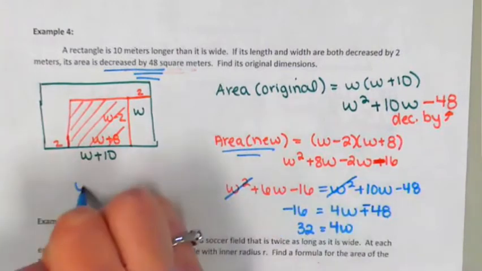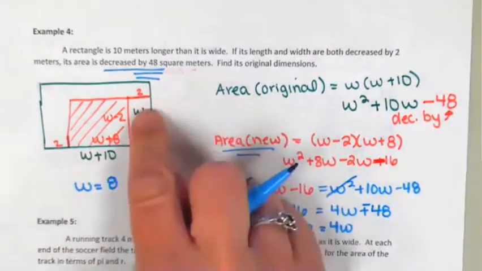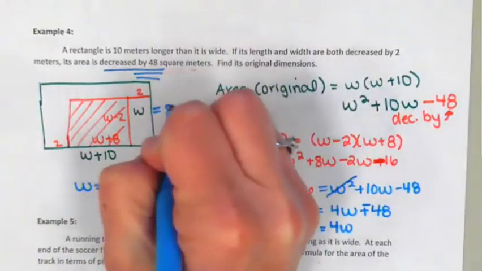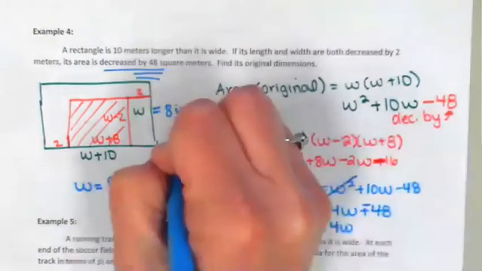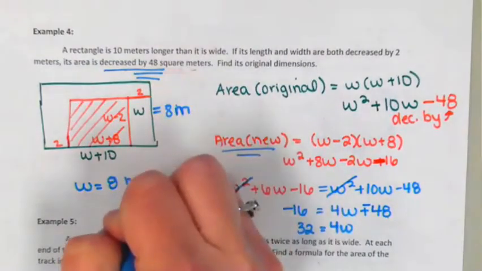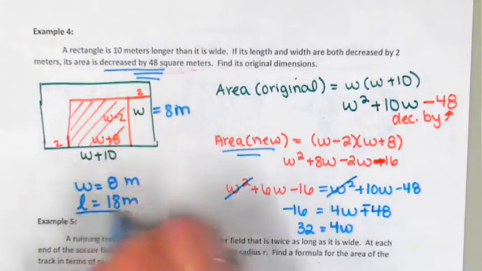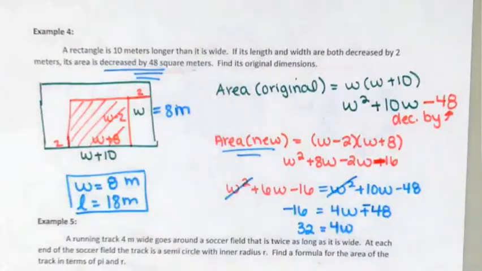So my width is 8. So my original width is 8. 8 what, meters? Okay. So my width is 8 meters. What would be my length? 18. Because it was W plus 10. And there's your original.